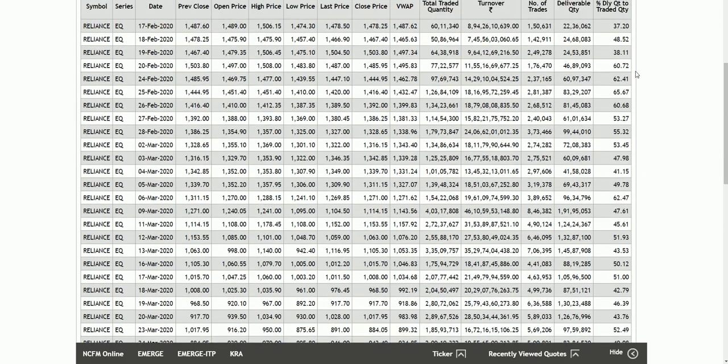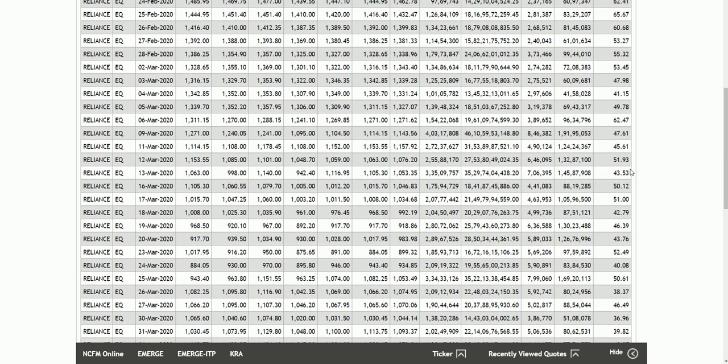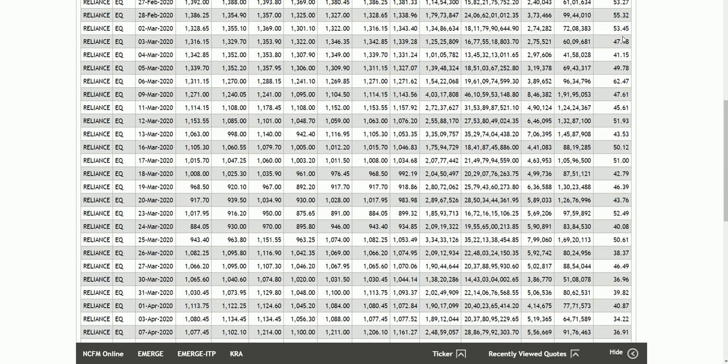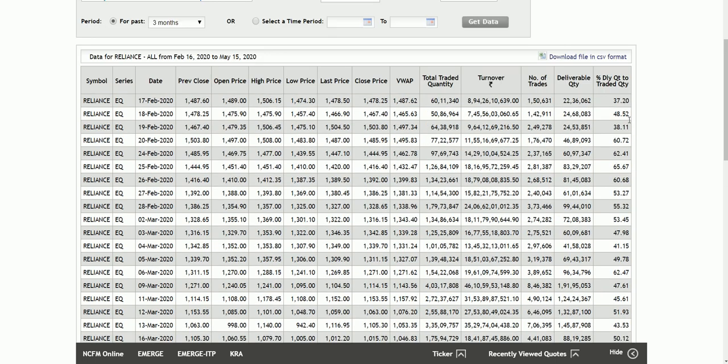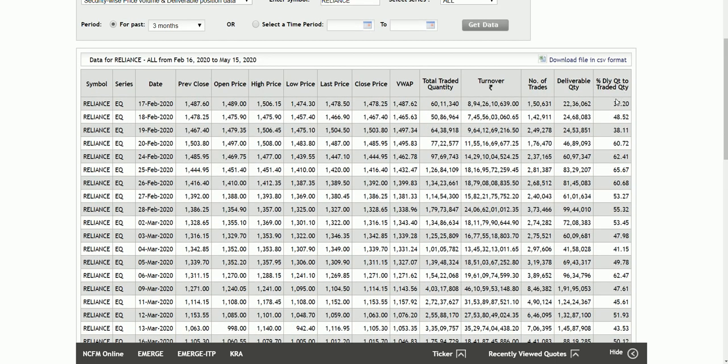Earlier the stock used to have a delivery percentage of around above 50%. You can see 60, 50, 40, 60, 50. So the stock was continuously trading at around 50 to 60%, that is delivery quantity to traded quantity. The increase in delivery quantity gives the confirmation that the stock is bullish when the price is also going up.